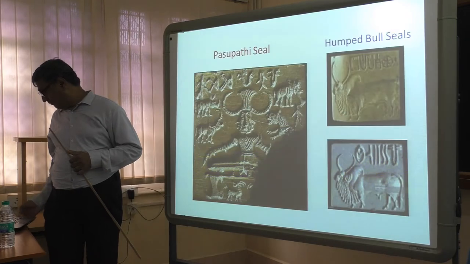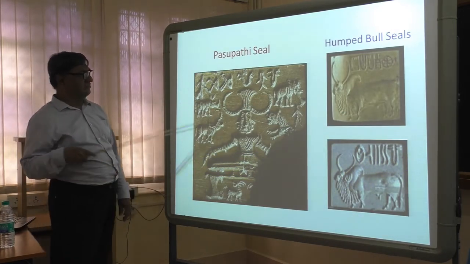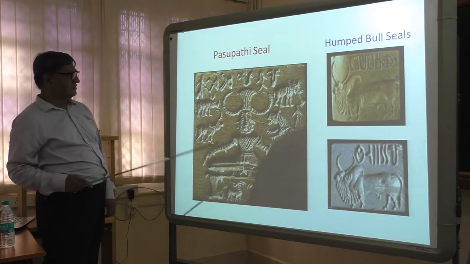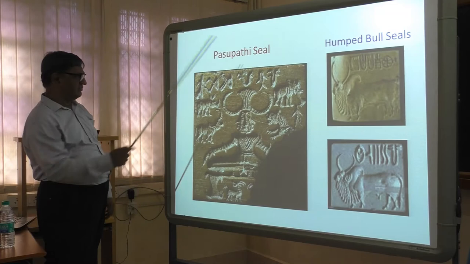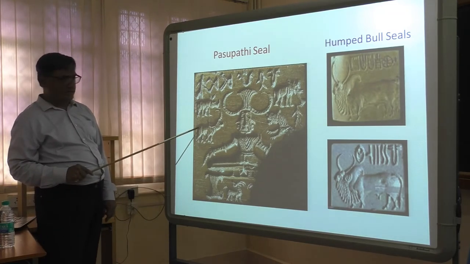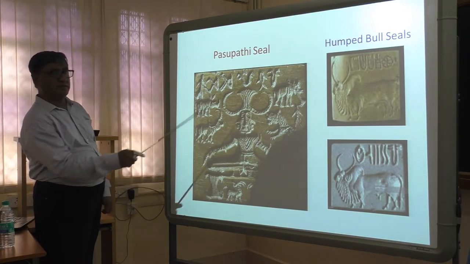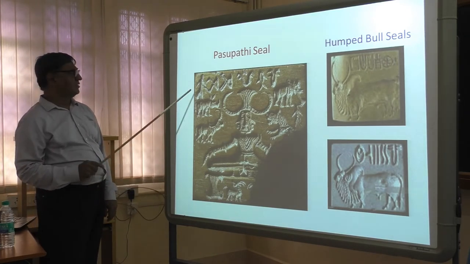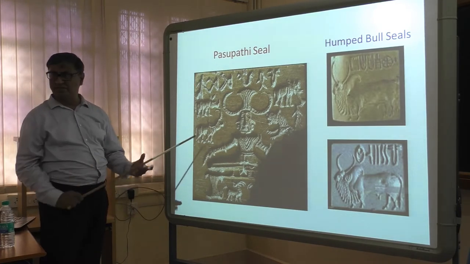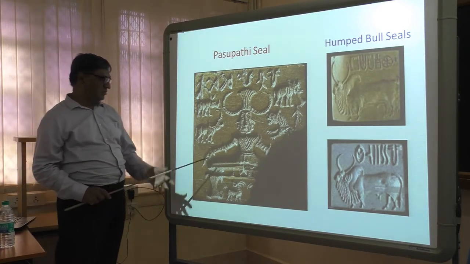So, this is actually the famous Pasupati seal of the Indus Valley. It shows all kinds of animals: the elephant, the rhinoceros, the bison, even the goat and tiger, all around. And in the middle, there is a person sitting in a yogi pose. And who is this person?